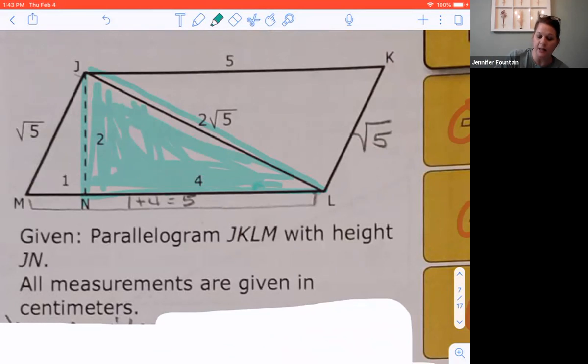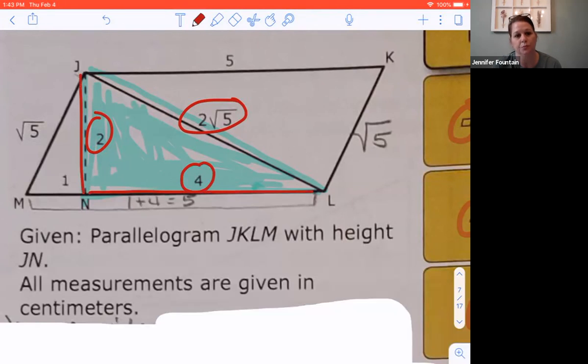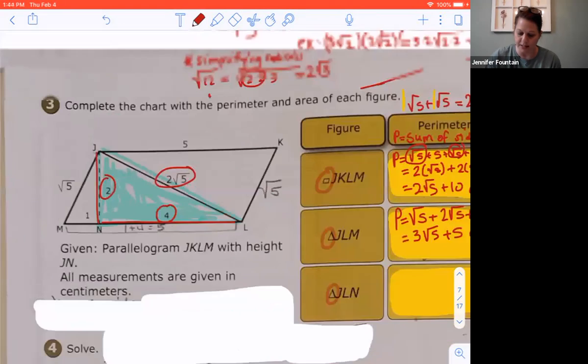So on this one, when I look at my sides, I can see now that I'm talking about a side of 2. I have a side of 2 times the square root of 5 and a side of 4. Okay. And then again, my base is going to be 4, and now my height is 2. Okay, so let's go ahead and plug into our formulas.